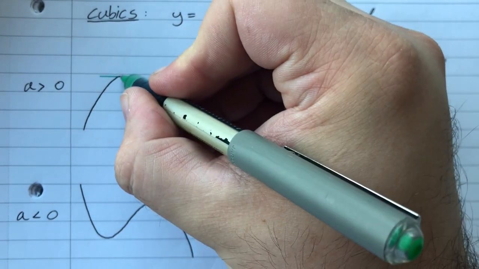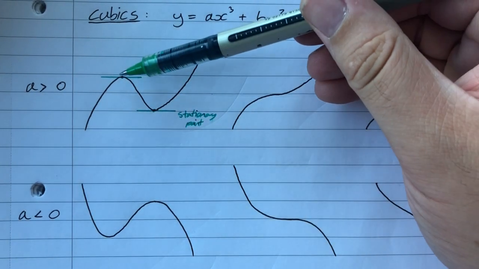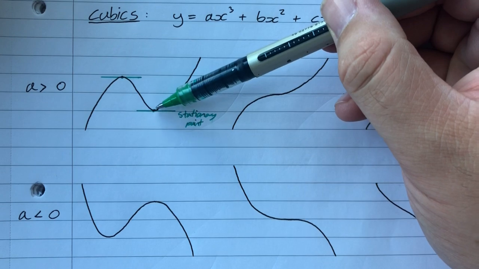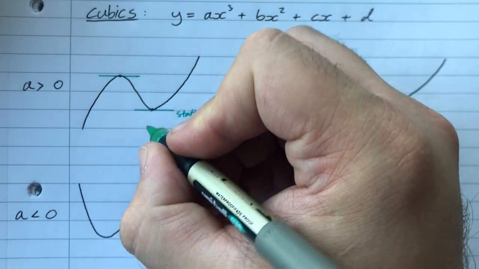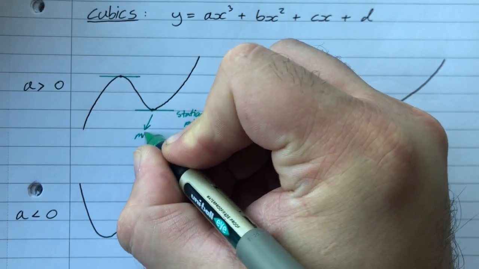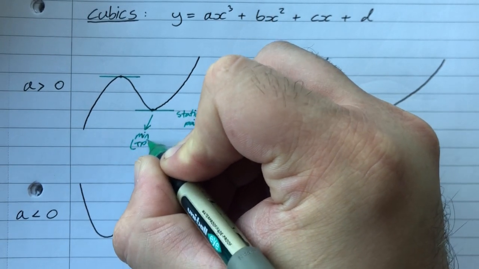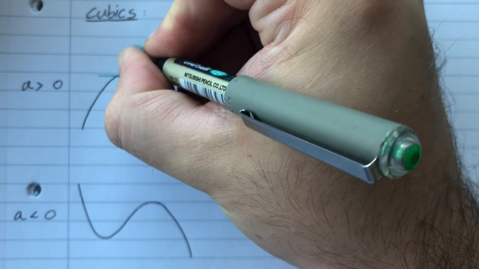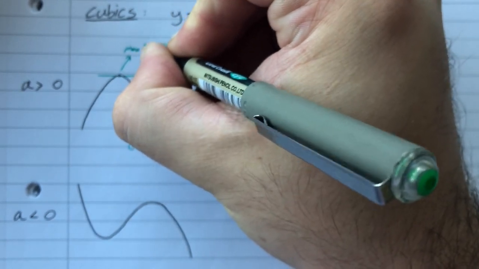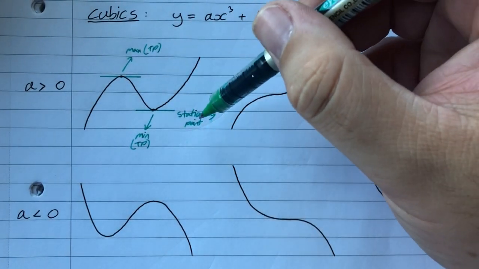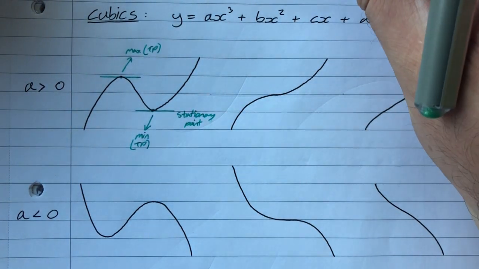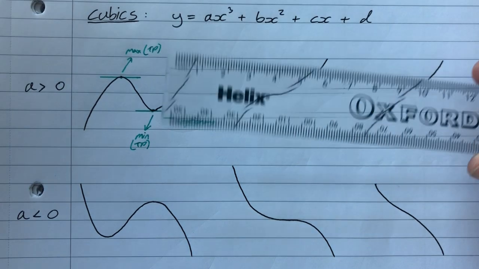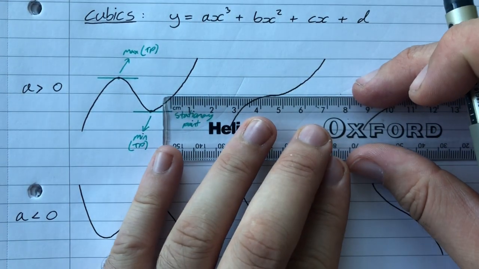And we can see that this cubic has precisely 2 stationary points, one which we call a maximum and one which we call a minimum. And both of these stationary points are turning points. So this is a minimum, which is a type of turning point, and this is a maximum, which is also a type of turning point. Now, all turning points are stationary points, but not all stationary points are turning points, because we can have a point on a curve which has a 0 gradient, which is not a turning point.